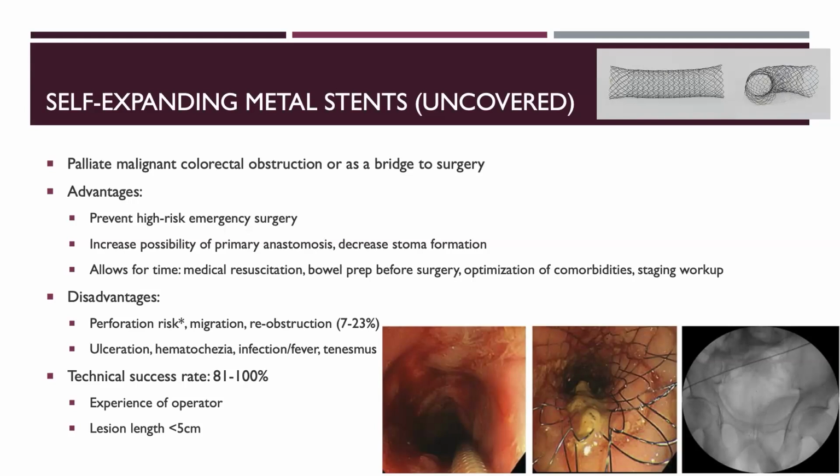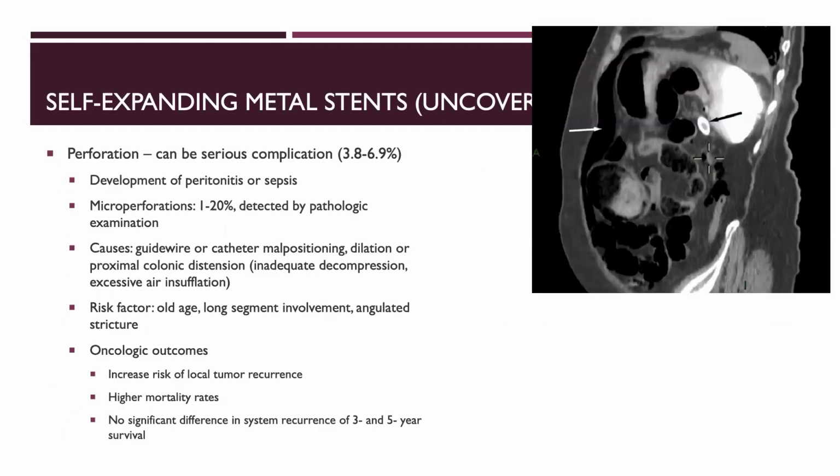Remember that the uncovered metal stents come in various lengths. The most commonly used lengths are 60 and 90 millimeters, but we are able to do overlapping stents: taking one stent, having an overlap, and putting a second stent if necessary and under certain indications. I do want to take a second to talk about the perforation risk because it can be serious.